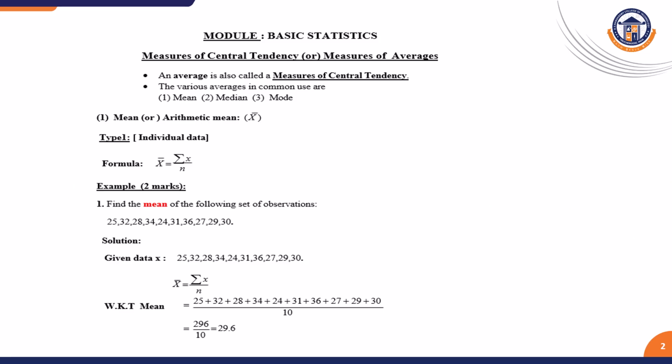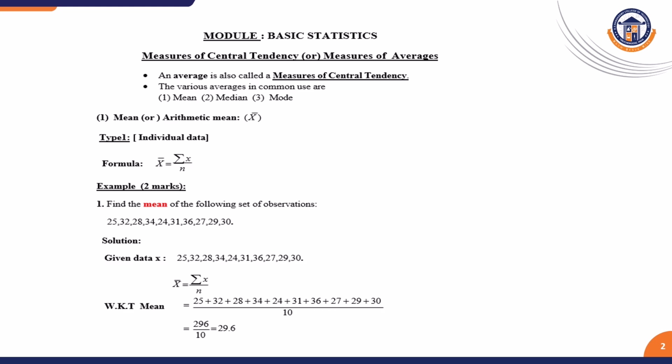In this basic statistics, the first chapter is measures of central tendency or measures of averages. Under this, there are three types of averages: mean, median, mode. In each and every topic, mean, median, mode, we are going to discuss three types of data: individual data, discrete data, and continuous data. The first one is individual data. So first, the mean for individual data.